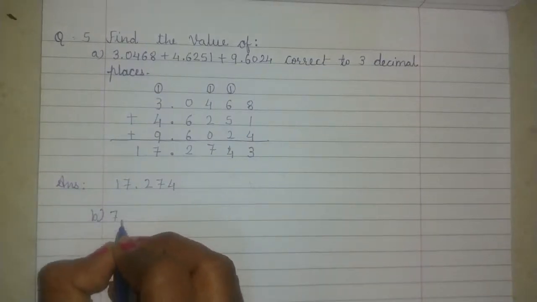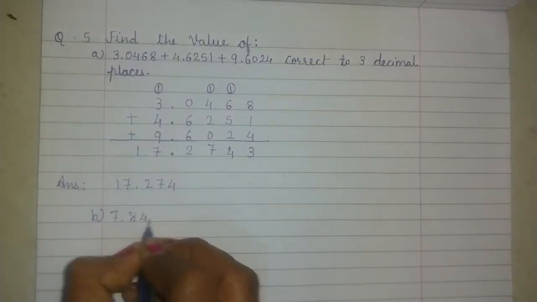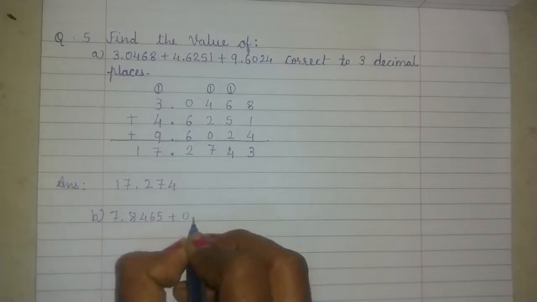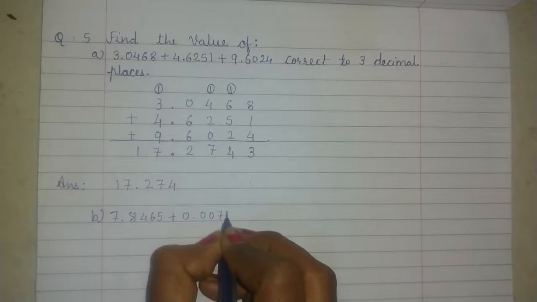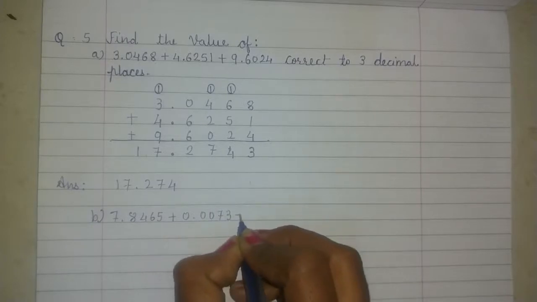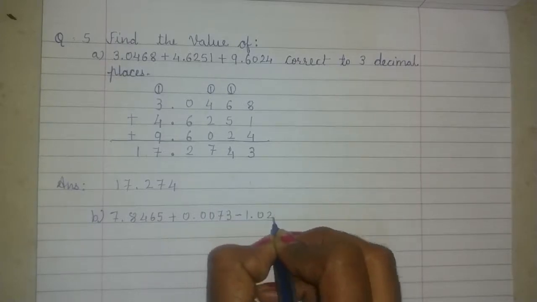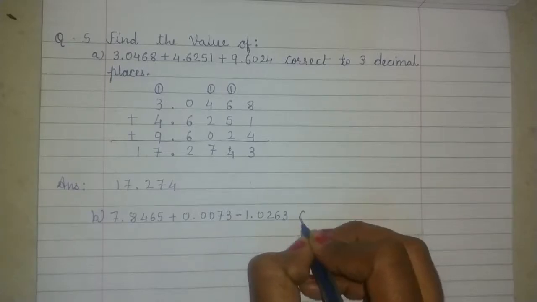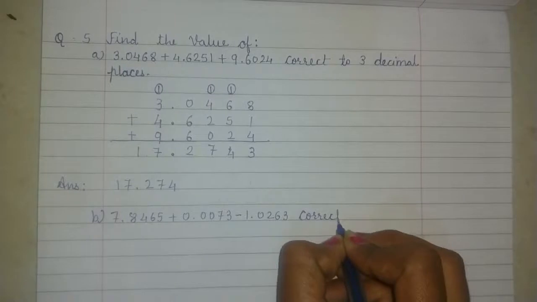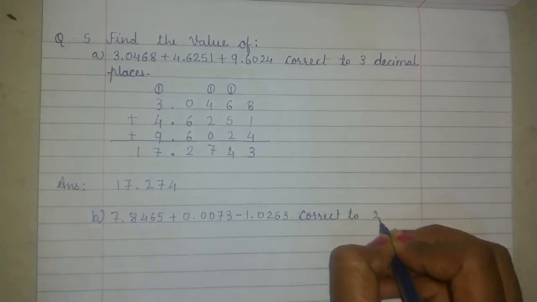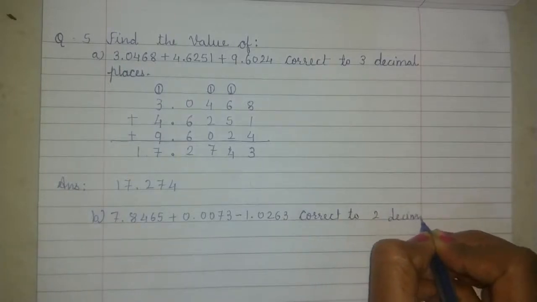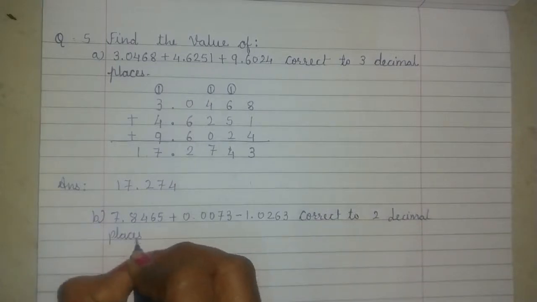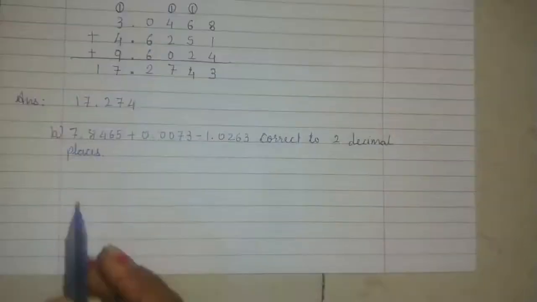Now let's see some number B. So here we have 7.8465 plus 0.0073 minus 1.0263. Now what do we have to do here? Correct to 2 decimal places.